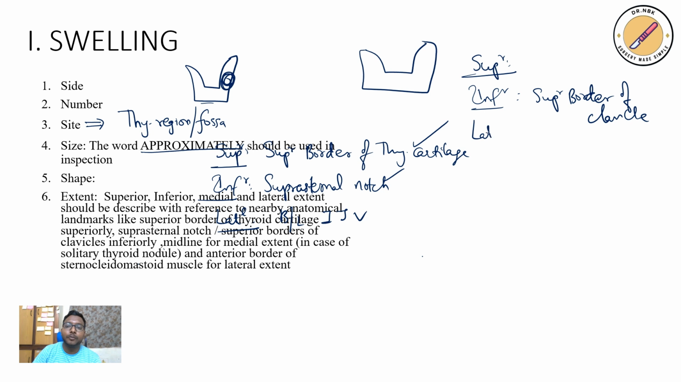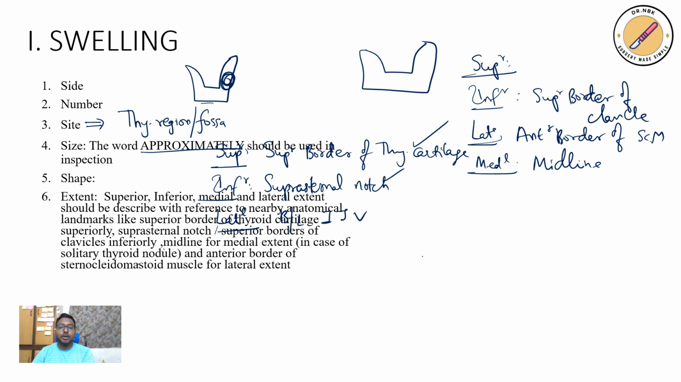Then laterally, the anterior border of the sternocleidomastoid muscle. Then, if only one lobe is involved, or if it is a solitary thyroid nodule, you can take medially the midline. So this is how you should describe the extent of the swelling, right?